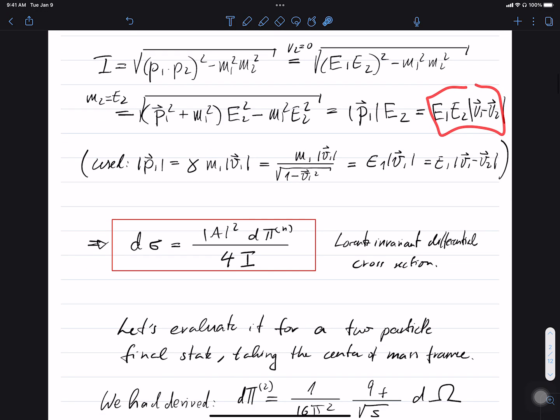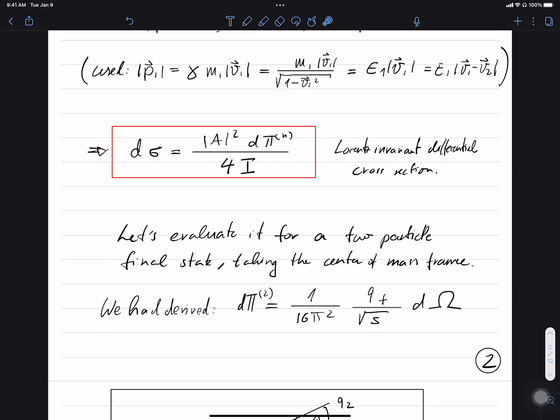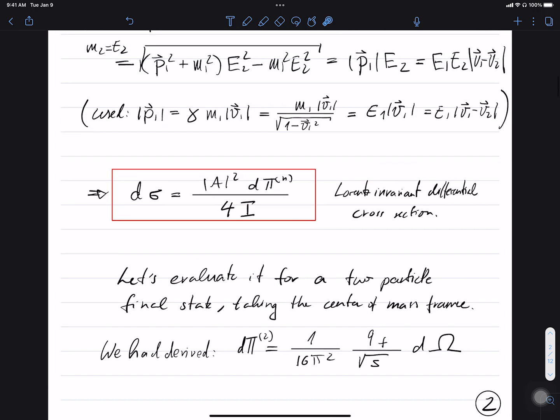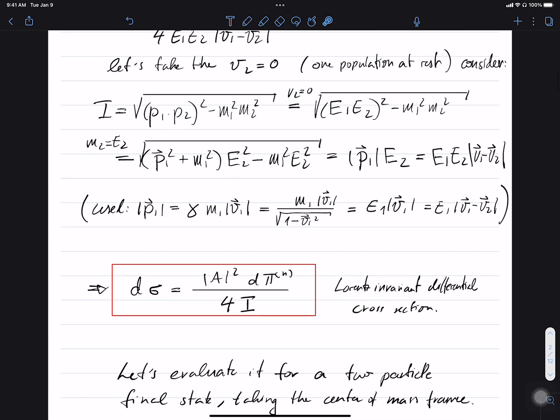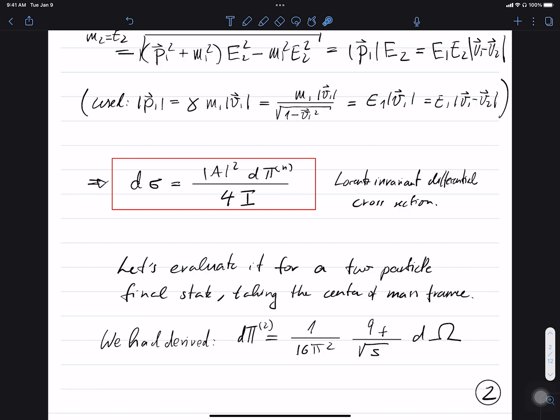And in fact, this is a slightly abbreviated derivation, but this holds in general, that this d sigma is equal to the squared amplitude times d Pi n, so the measure for the integration of all final states, divided by 4I, where this is the generalized Lorentz invariant flux. So we have this Lorentz invariant differential cross-section expression here, which is a useful result.